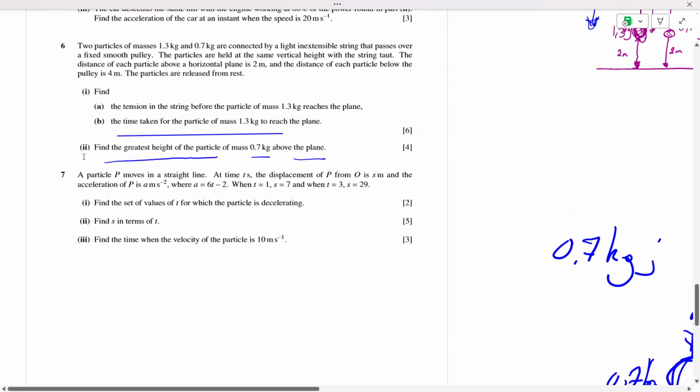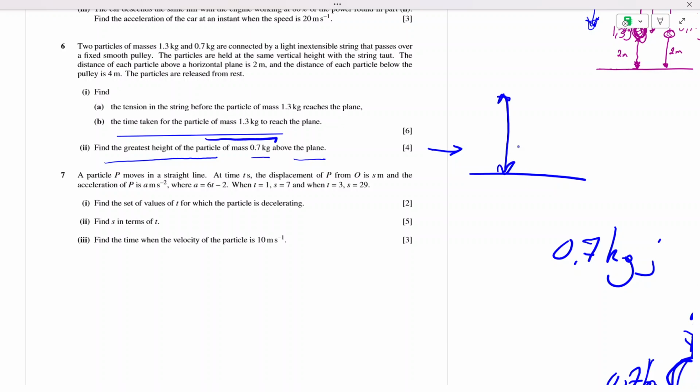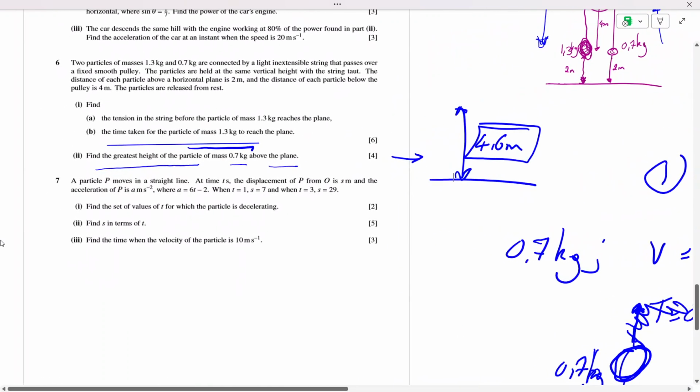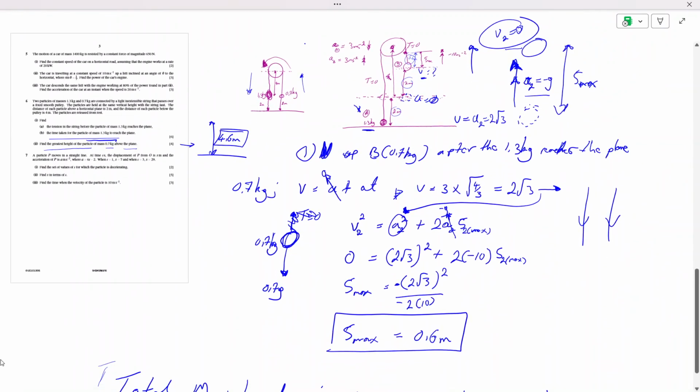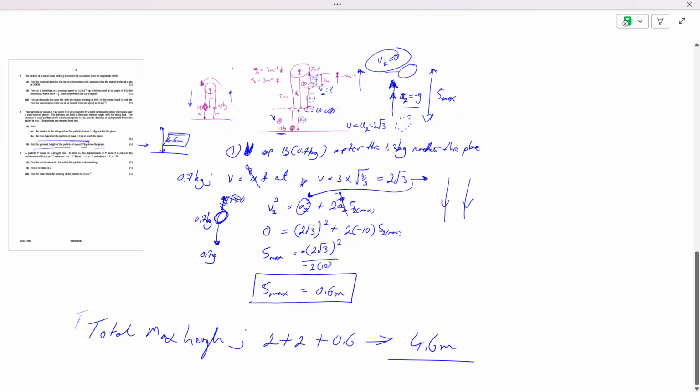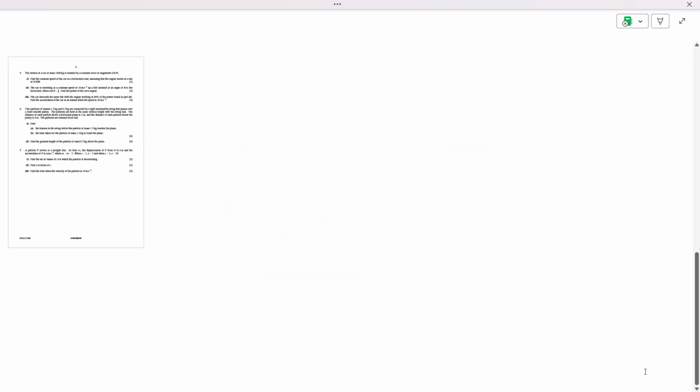It said here, find the greatest height of the particle of mass 0.7 kg above the plane. We just found that from above the plane. Right. It goes all the way up to 4.6 meters. And that's our answer for 6 part 2. Alright, if you want, you can take a screenshot. I'm going to clear that space for question 7.